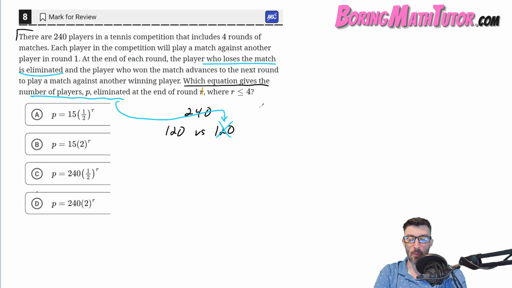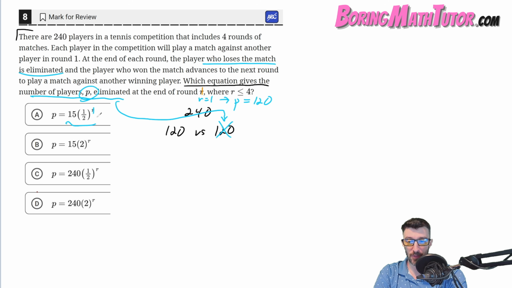Now, if it was R equals 1, then that means the number of players that got eliminated is supposed to come out to 120. So if R equals 1 in the first one, is this going to come out to 120?